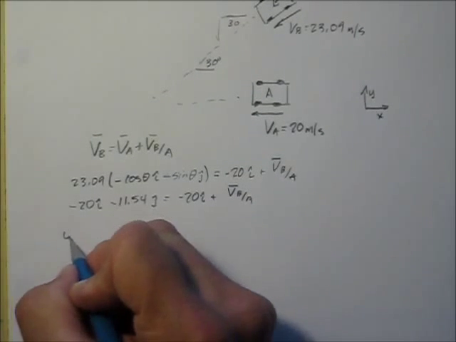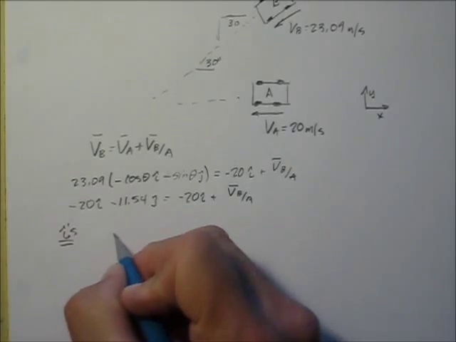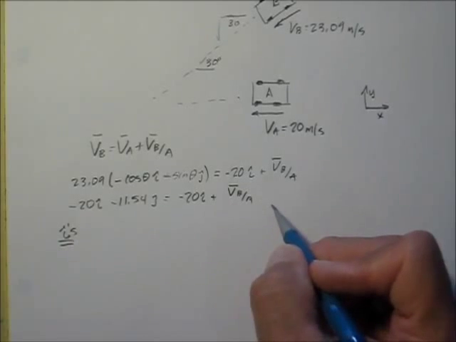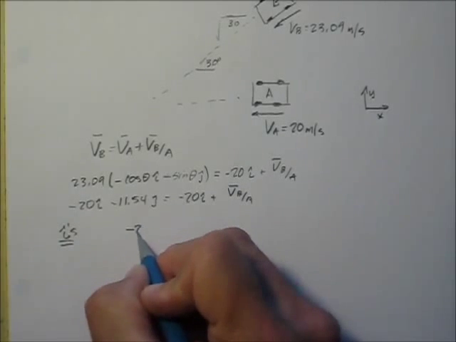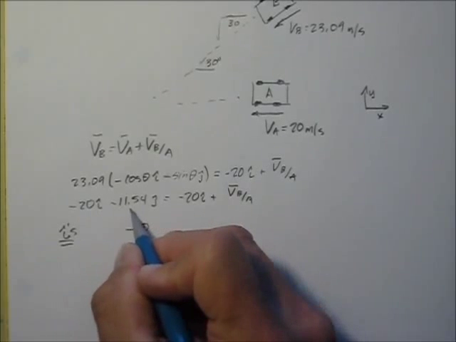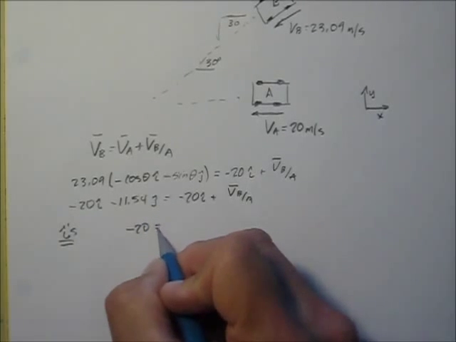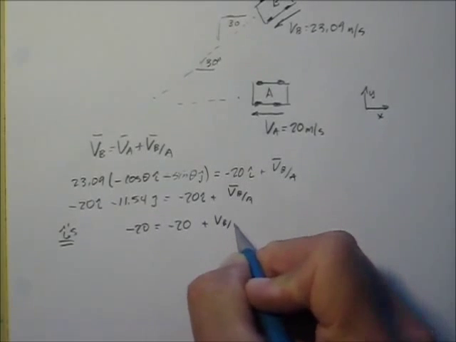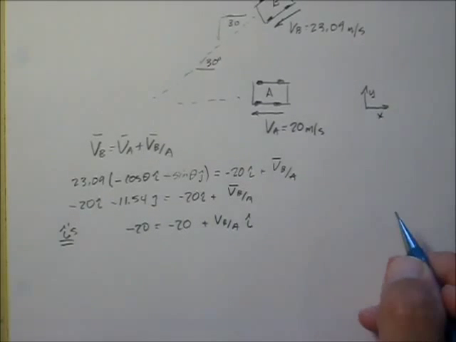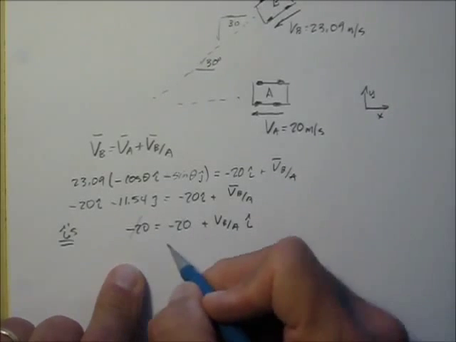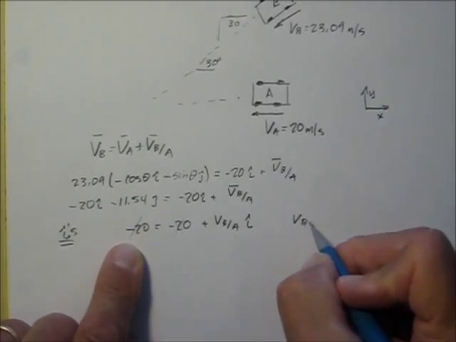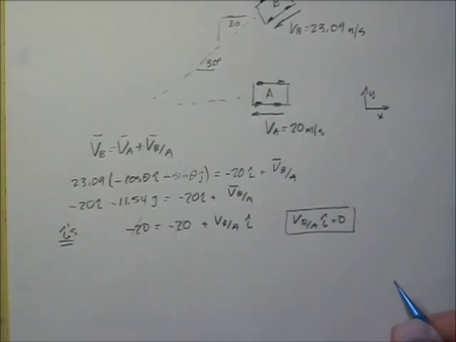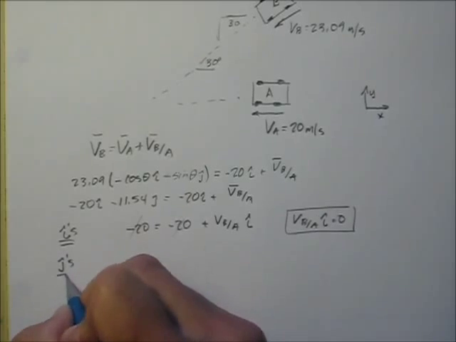So let's do our i's first. What I do is I equate the i's on one side of the equation to the i's on the other side. So I'll put in minus 20, which is that term right there. Then I've got a minus 20 here, plus the velocity of B with respect to A in the i direction. Well, you can see that cancels, so that's a 0. So the velocity of B with respect to A in the i direction is equal to 0. That's my first conclusion. How about the j direction?